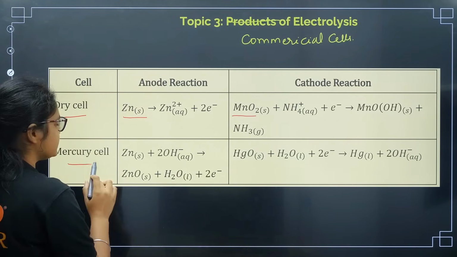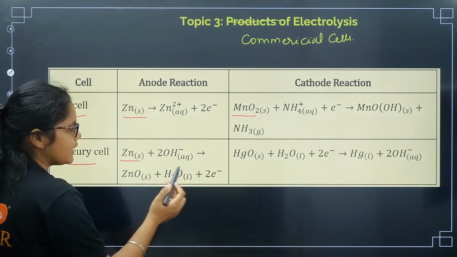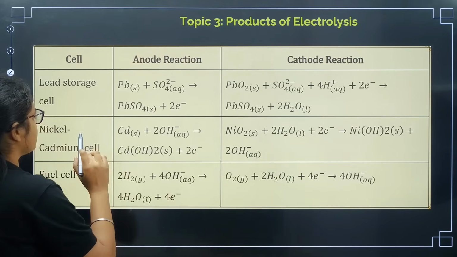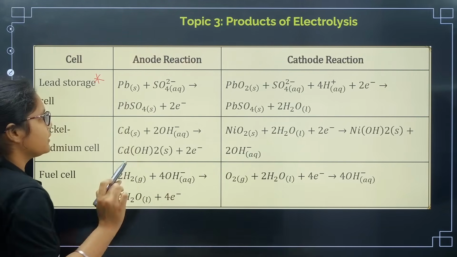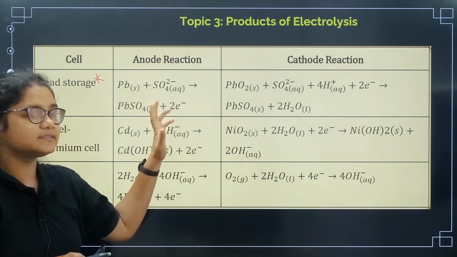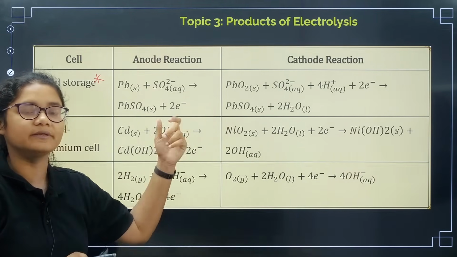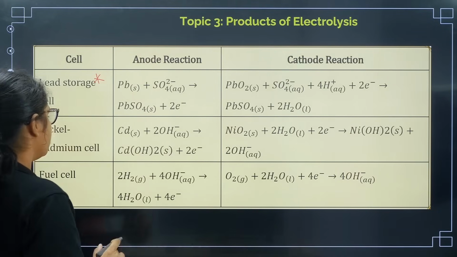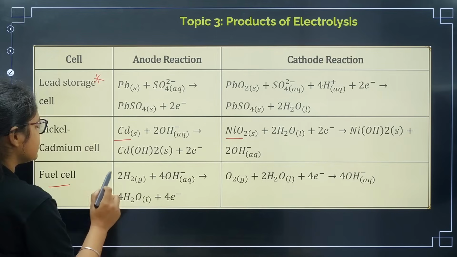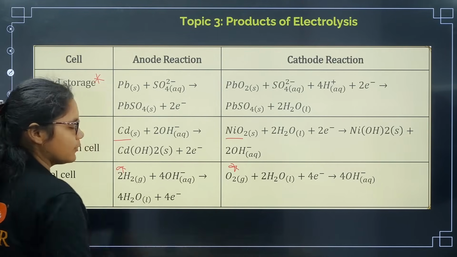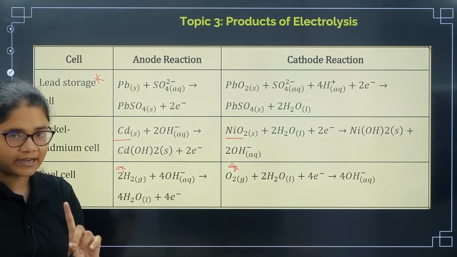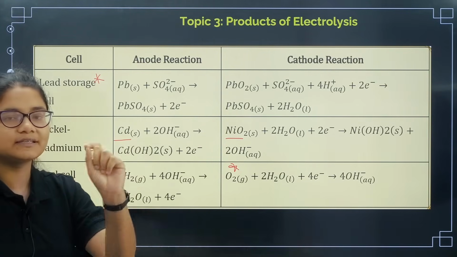Next we have the mercury cell. In the mercury cell, you should know zinc and mercury are the anode and cathode respectively. Then lead storage is very, very important. Learn its anodic reaction and cathodic reaction completely. This is your discharging reaction; the opposite will be the recharging reaction. Then for nickel cadmium, just remember cadmium is the anode and nickel is the cathode. Fuel cell reactions also you have to remember. So the reactions to remember are lead storage and fuel cell; for the others, just know which is anode and which is cathode.